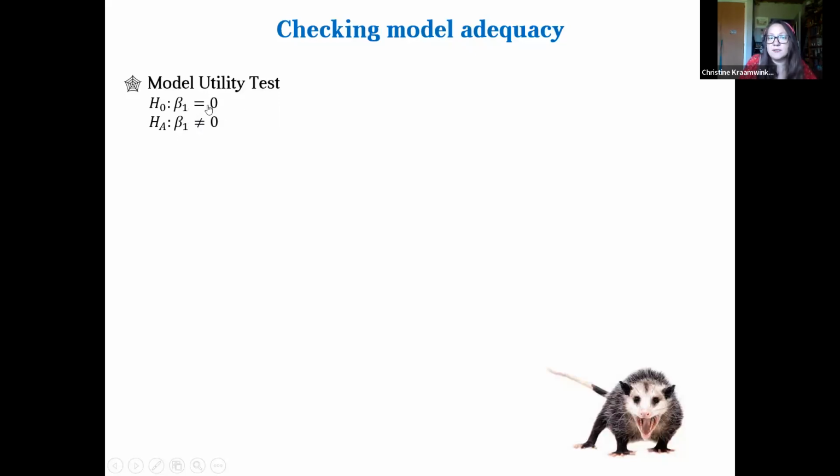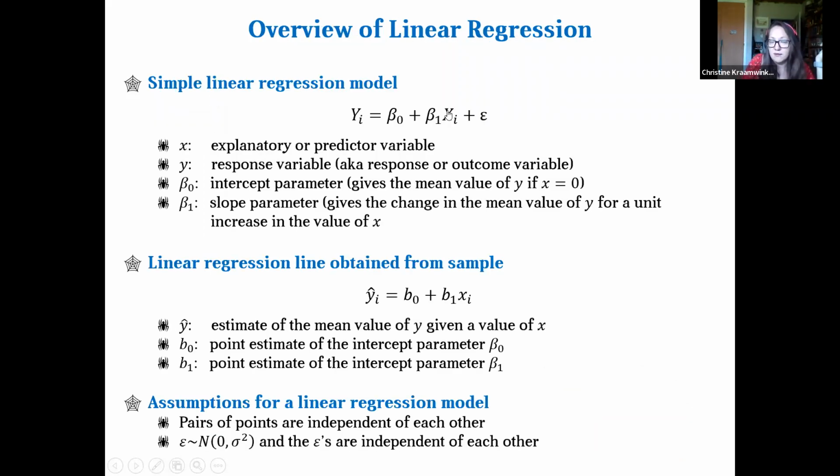So basically what we're saying is if beta 1 is equal to 0, then it is not a significant parameter. If it is not equal to 0, then it's a significant parameter. Because if you think about this equation, if beta 1 is 0, then it basically means that y doesn't have a relationship with x. So that is what we're going to look at.